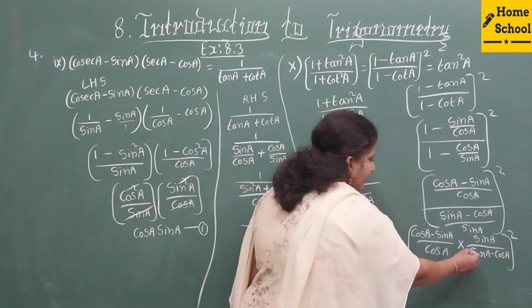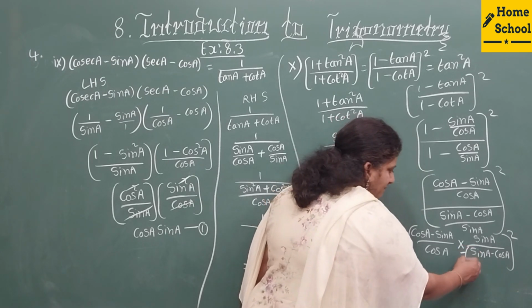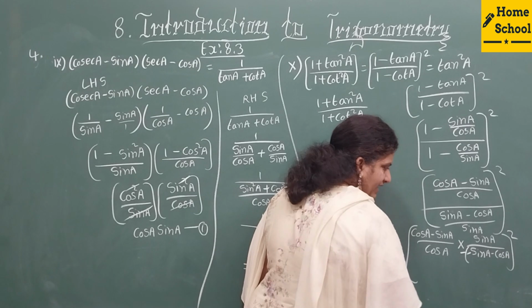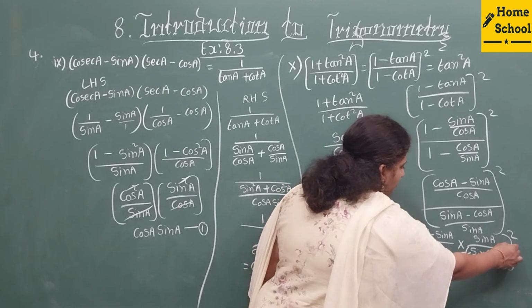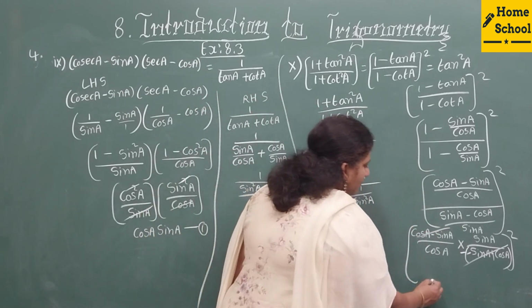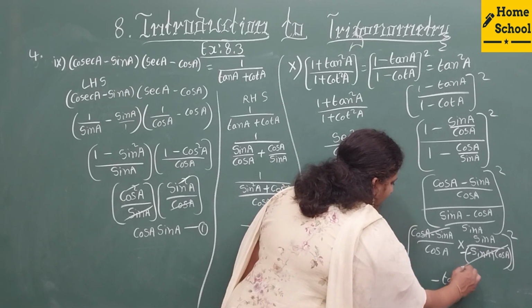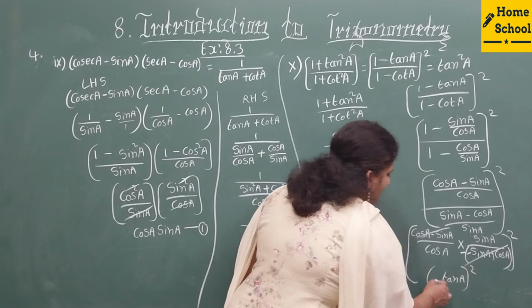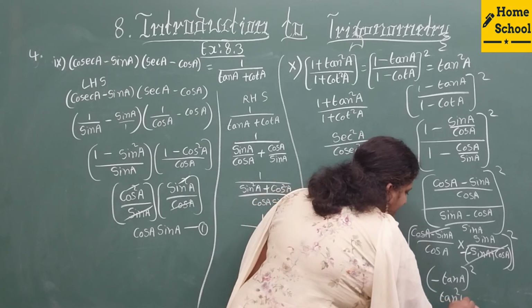How? Take a negative sign common. If you take a negative sign common, what happens? Let me take negative here common. Plus sin A becomes minus sin A. And minus cos A becomes plus cos A. Now this one will be cancelled. You are left with minus sin A by cos A is tan A whole square. Minus into minus plus tan A whole square is tan square A.